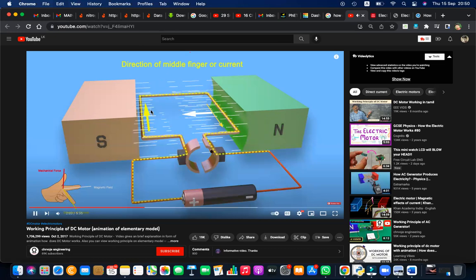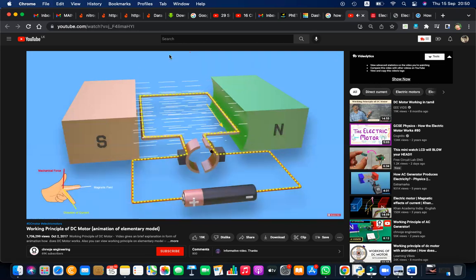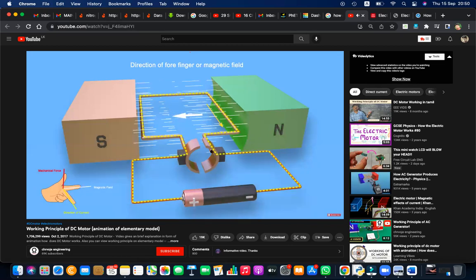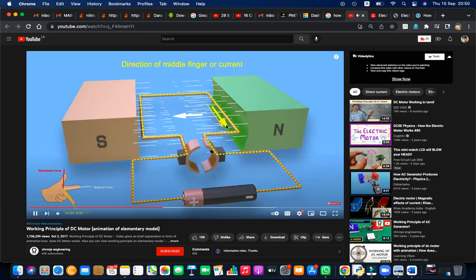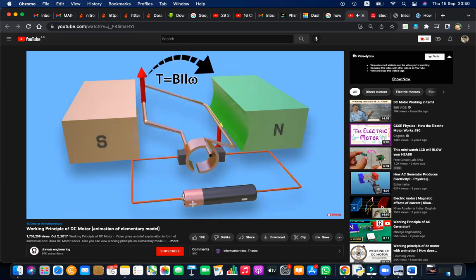Current goes this direction, the yellow color, and the white one shows the magnetic field, so you can see this is going upwards. That is correct, right? That is what you said. So this, you can see the magnetic field, and this is basically the current. And then the magnetic force will be, current goes this direction.